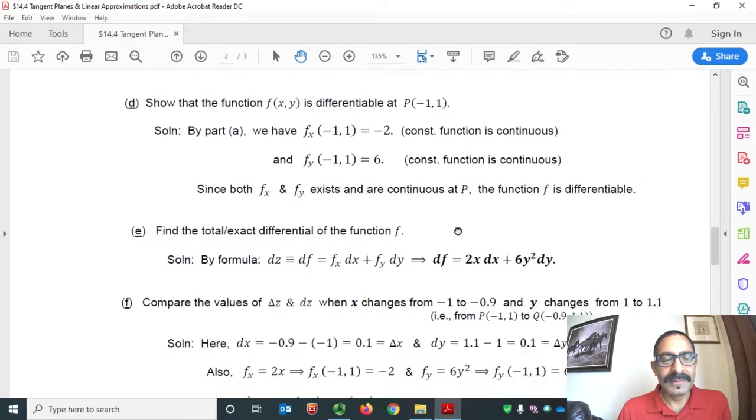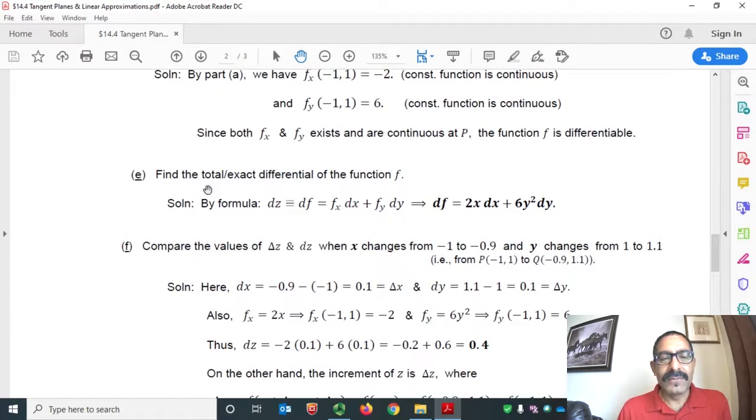Now let's move on. Part E. Find the total differential of the function f(x, y). So use the formula. By the formula, the total differential dz or df equals fx dx plus fy dy. So fx is 2x, fy is 6y squared. So then the total differential, or exact differential, df equals 2x dx plus 6y squared dy.